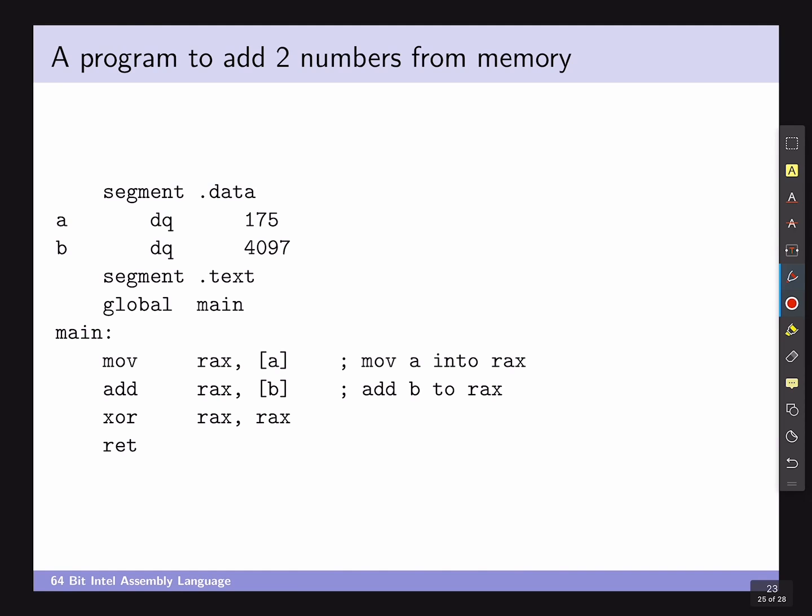So let's look at our first slightly more complicated program than our self-terminating one and our hello world. Here we have a data segment again with 2 elements, A and B. They're both DQ, so they're data quad words, so they're 64 bits, so it should be easy to work with. We want to write a program that's just going to add them together and return.